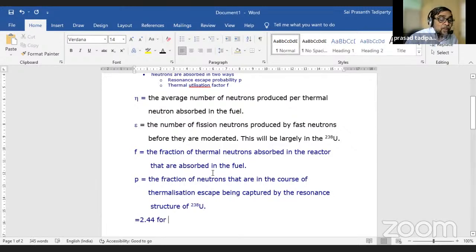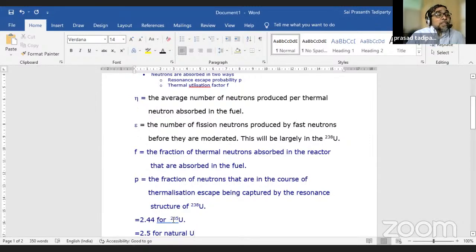for uranium U-235. That is for uranium U-235. And the same nu value is equal to 2.5 for natural uranium.